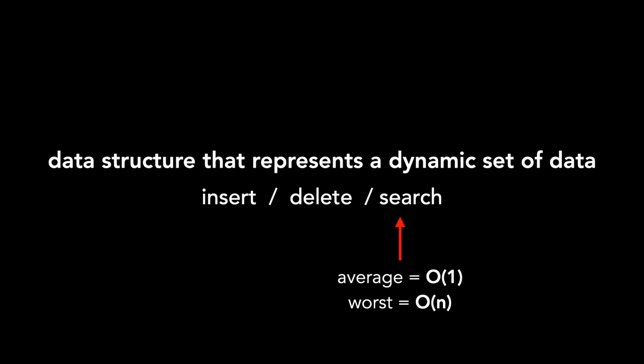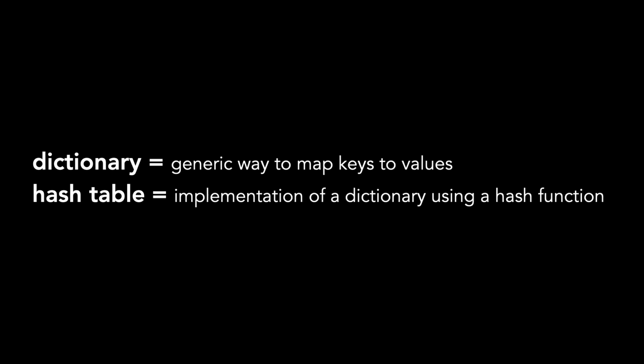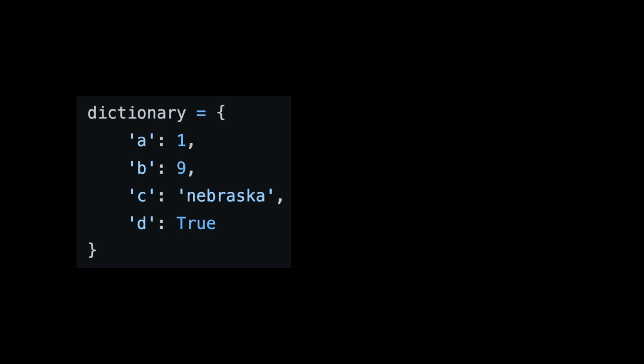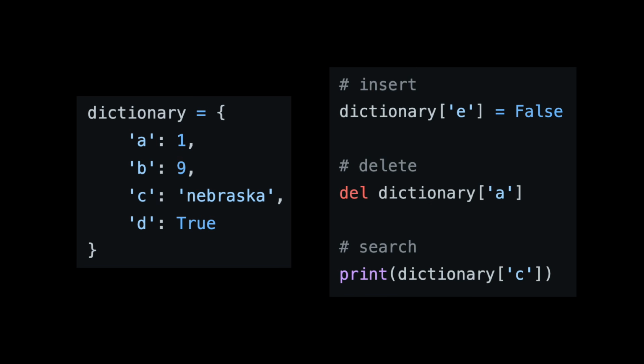I'll start by noting that the term hash table is sometimes used interchangeably with dictionary. Dictionaries represent a generic way to map keys to values. Hash tables are a specific way to implement a dictionary using a hashing function. You've probably seen or worked with dictionaries or hash tables if you've done basic programming. Here's Python code showing dictionary usage.